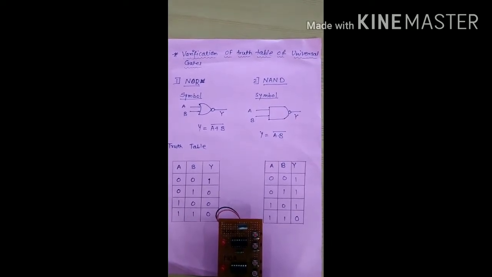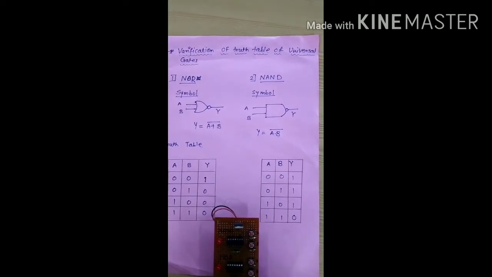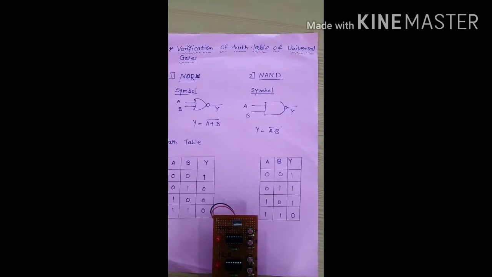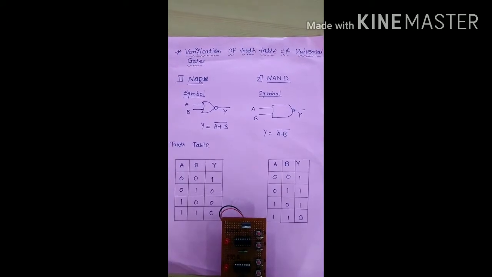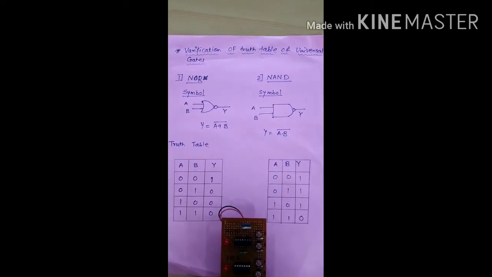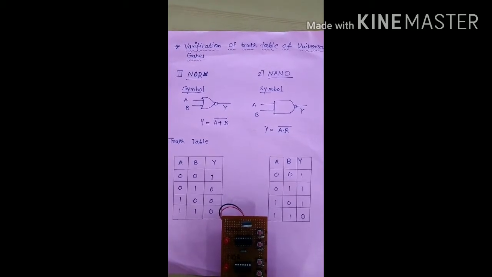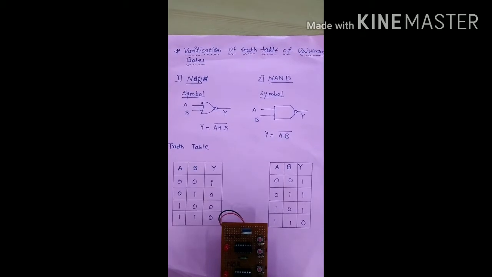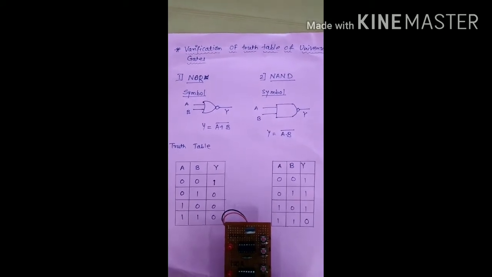In this video, I am going to explain the practical related to the universal gate. That means the verification of truth table of universal gate. So how many universal gates are there? The answer is 2. One is NOR gate and another is NAND gate. So in this practical we will see its symbol, logical expression and truth table first. Then we will do the practical.